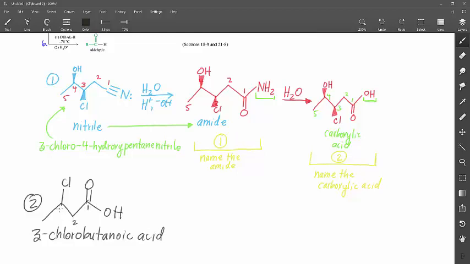1, 2, 3, 4. Okay, and we're going to put ammonia with it, and the ammonia is going to transform this into an amide. So we lose this OH and it becomes an NH2. Okay.